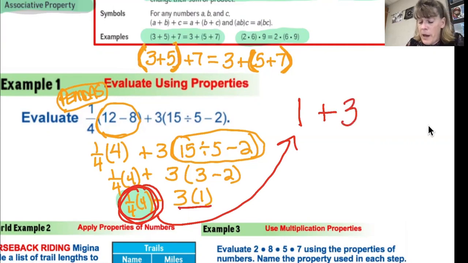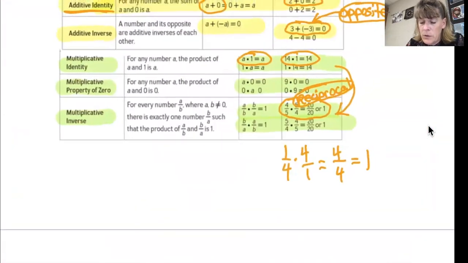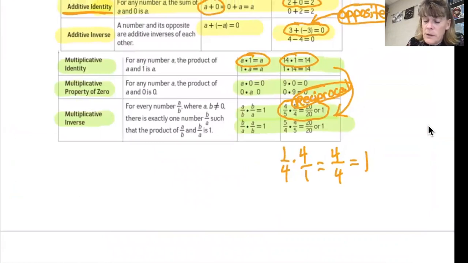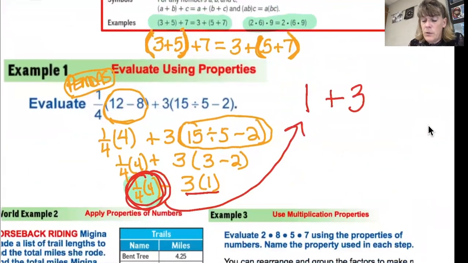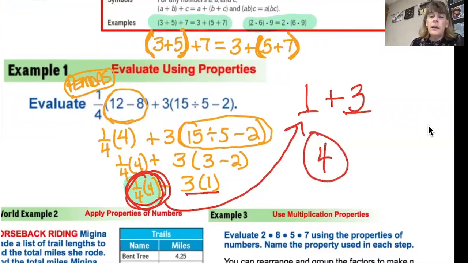But if you go back, that is also one of these. It's this guy right here, the multiplicative identity, because we multiply by 1 and we get the same value. So 3 times 1 is 3. So we have 1 plus 3 equals 4. Again, I'm not going to make you use those properties when you simplify using PEMDAS. So you just have to go ahead and find what that value is, evaluate it.